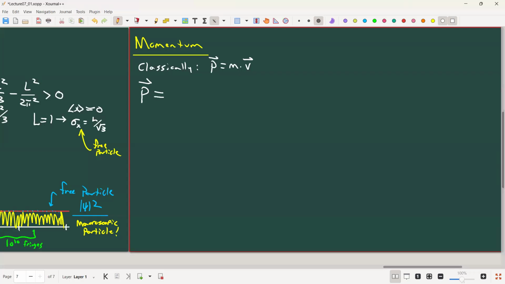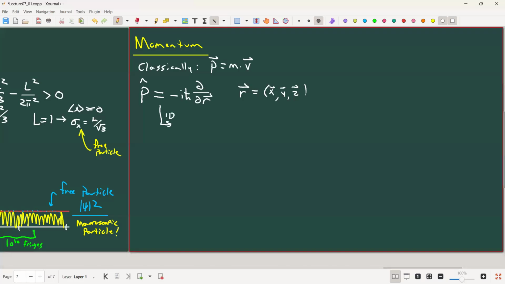And what we show is that in quantum mechanics, we can promote this to an operator, which is minus i h bar times the derivative with respect to r, the space, where r is a vector, x, y, and z. So it's some spatial vector, right? So we can take that in 1D because we're in a 1D particle in a box and just say that the momentum in the x direction is minus i h bar d by dx.